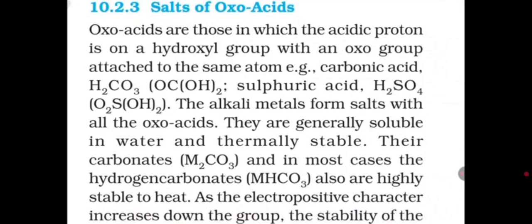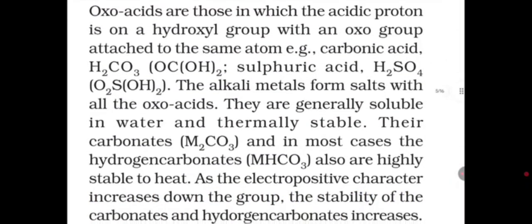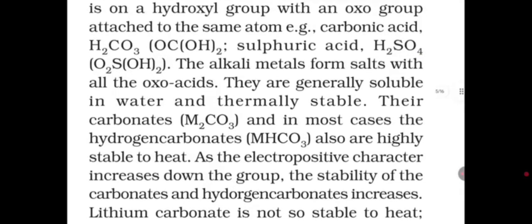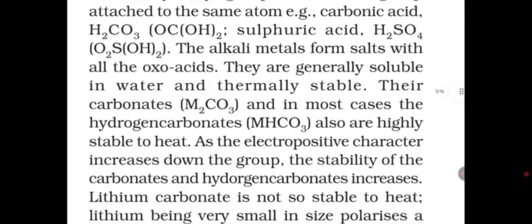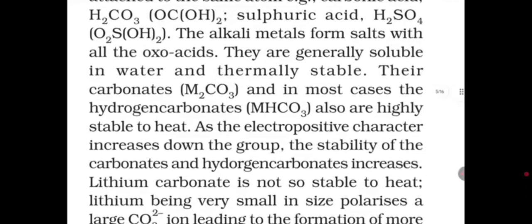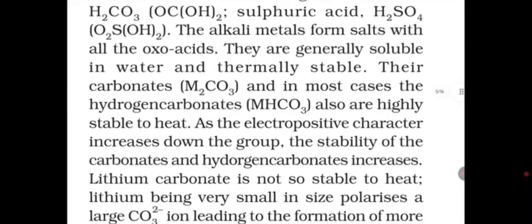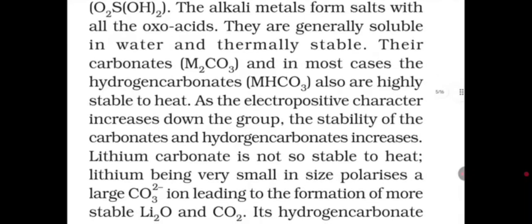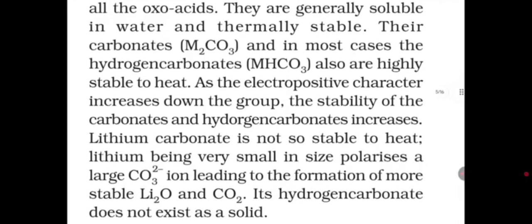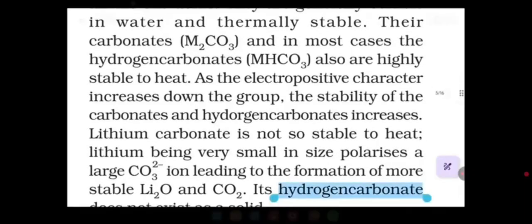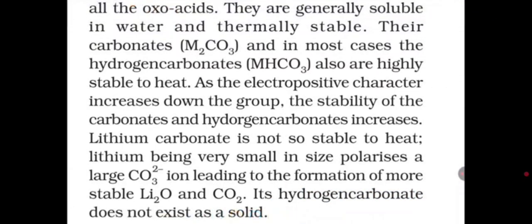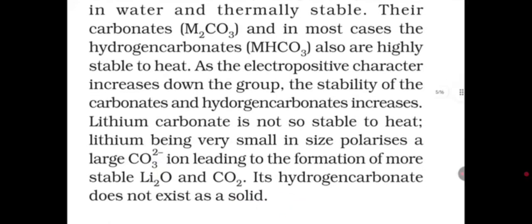Next topic is salts of oxoacids. Oxoacids are those in which the acidic proton is on a hydroxyl group with an oxo group attached to the same atom. Example, carbonic acid H2CO3, sulfuric acid H2SO4. The alkali metals form salts with all the oxoacids. They are generally soluble in water and thermally stable.